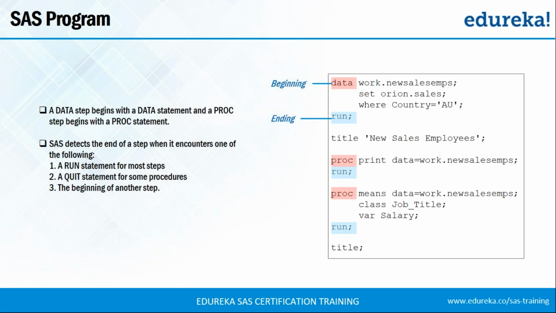A data step begins with a data statement, and a proc step begins with a proc statement. SAS detects the end of the step when it encounters one of the following: a run statement for most of the steps, a quit statement for some procedures, or the beginning of another step. As I mentioned, beginning and ending, it's written here in this slide. The data step begins with data and ends with run, same for the proc.